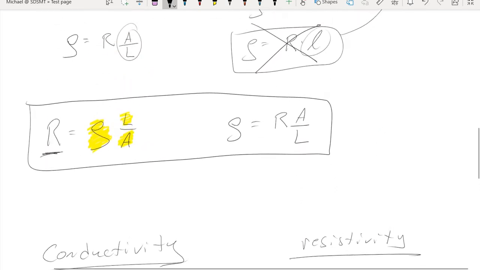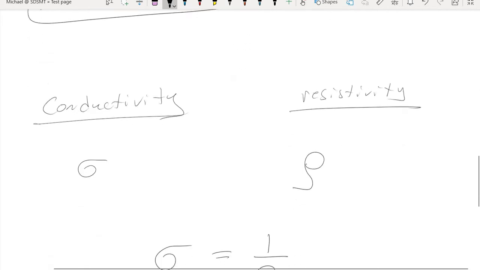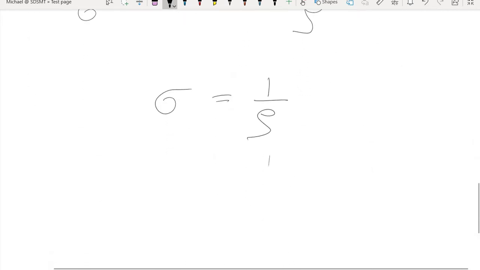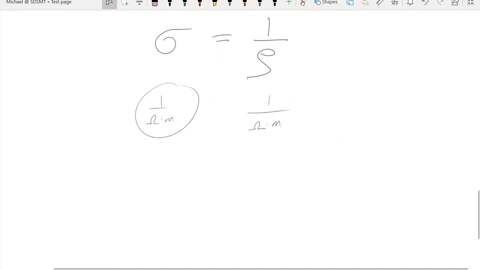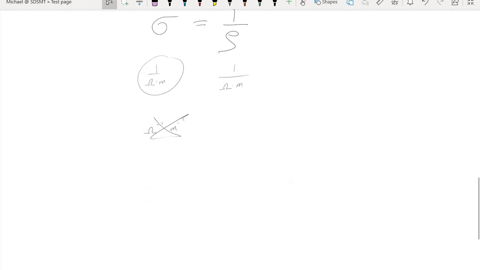Since we now know the units for resistivity, what would the units of conductivity be? Well, here we have 1 over ohm meters, and so that would be the units of our conductivity. You could also write that as inverse, but I've never really been comfortable using negatives for my units. I just prefer to either keep them in the numerator or the denominator, respectively.